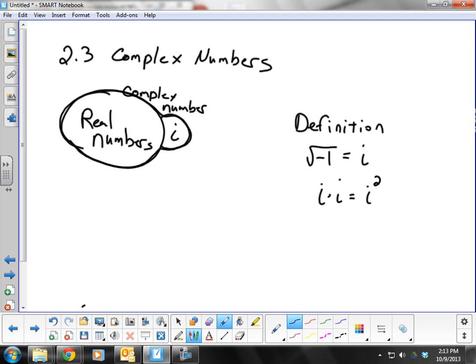That'd be i squared, right? Which is the square root of -1 squared. What happens with the square root and a square? They cancel out. So what has i squared actually got to be equal to? -1. Does that make sense? Square root of -1 times the square root of -1 is -1.